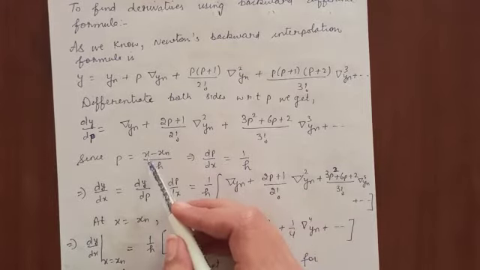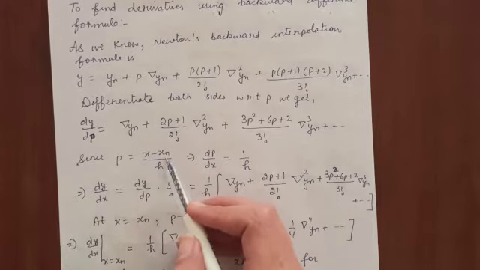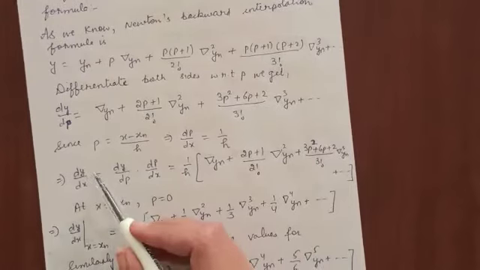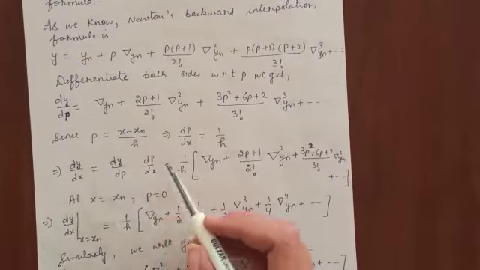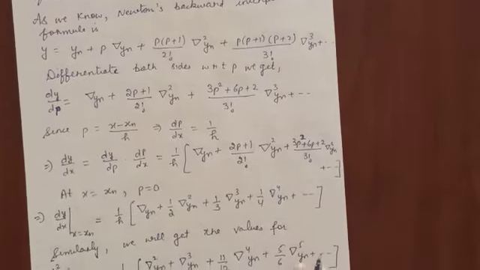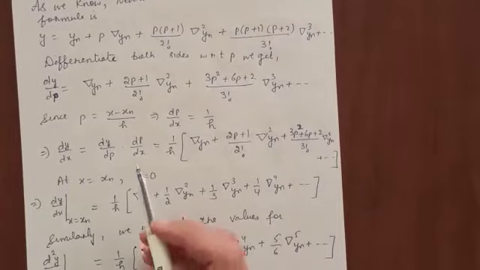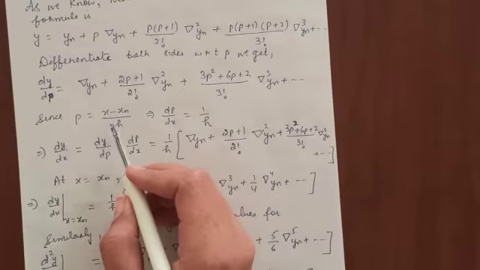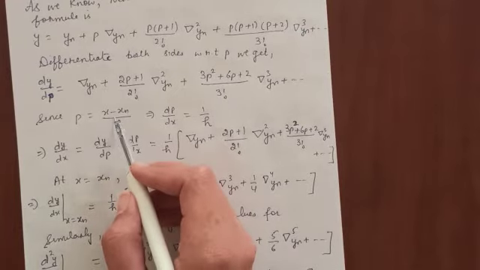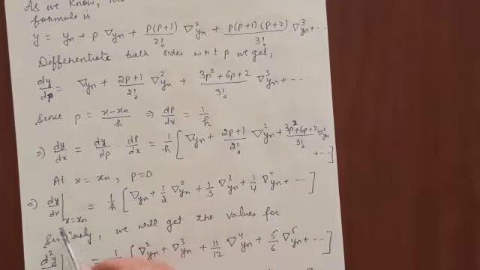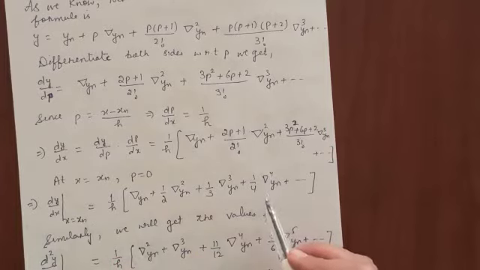The derivative of this term with respect to x will be 1. This is constant, so its derivative will be 0, and this h is as it is. So now dy over dx equals dy over dp into dp over dx, that is equal to this formula. Now we have to find the derivative at the point x equal to xn. If we put x equal to xn in the formula of p, p will become 0. So at p equals 0, this formula will reduce to this one. This is our numerical differentiation formula using the backward interpolation formula.